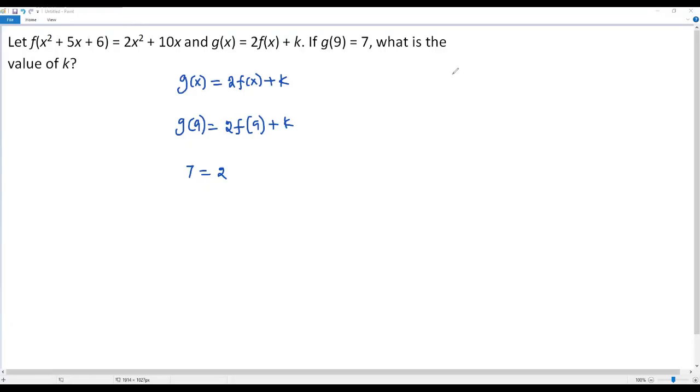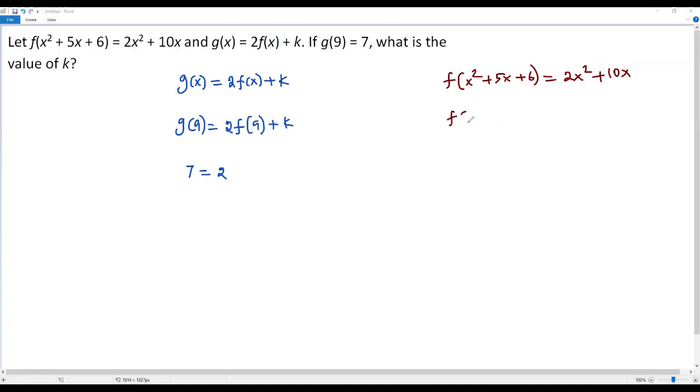Let me take the function f as it is. It is f(x² + 5x + 6) = 2x² + 10x. If I want to get the value of f(9), the function f has to be in regular format. Regular format means inside the parentheses we must have a single variable. For example, instead of this expression, if I have a single variable, something like y or z, it's in regular format. Now to get the value of f(9), I can plug in this value 9 for the variable. So how do we get this function in regular format?